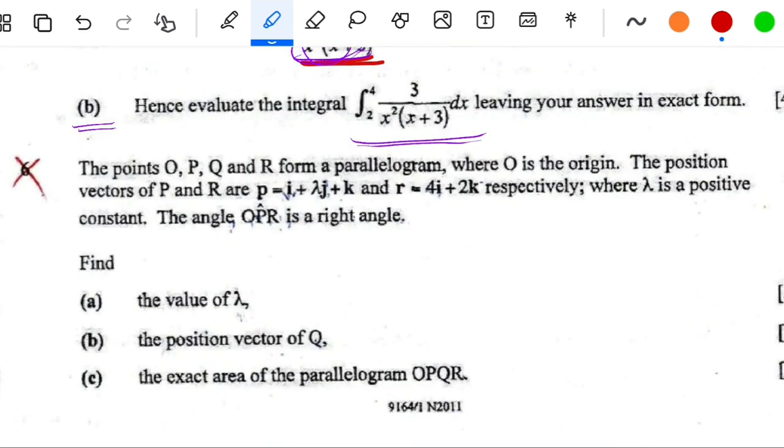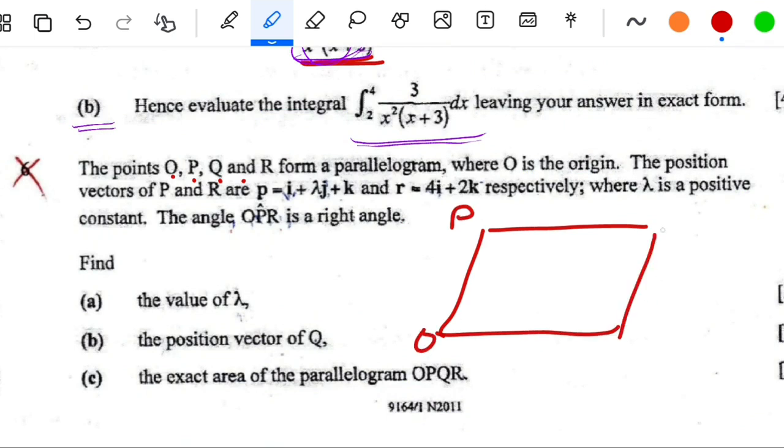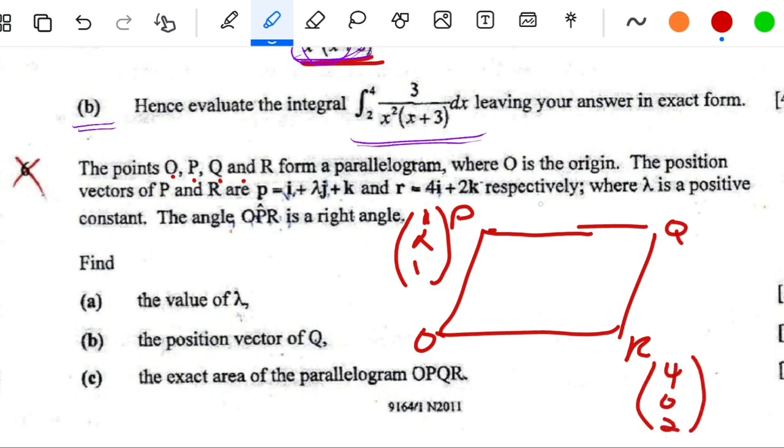Number 6 says the points O, P, Q, and R form a parallelogram where O is the origin. So O, P, Q, R. The position vectors of P and R are, for P we have 1, lambda, 1. Then for R we've got 4, 0, 2 respectively, where lambda is a positive constant. Take note of positive constant. The angle OPR is a right angle.